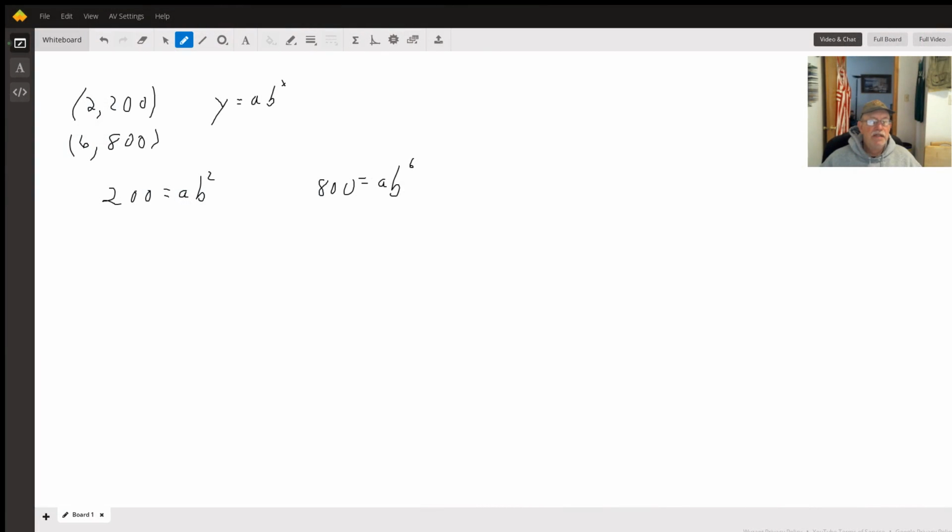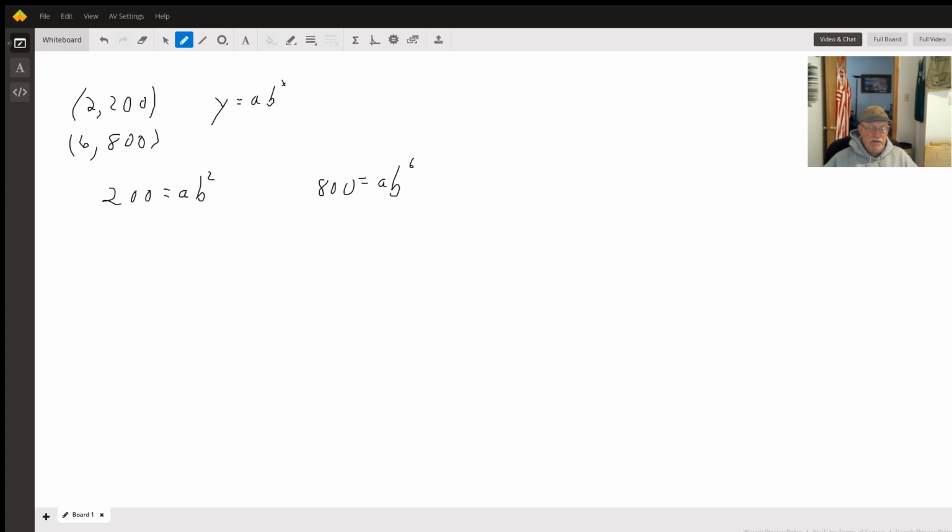Hello. So they tell us that after 2 hours, there's 200 bacteria in this thing. After 6 hours, there's 800. And they tell us it's exponential growth. So for an exponential, the form is y equals a times b to the x power. Well, we're going to use the 2 and 200 and 6 and 800 as points, where the hours are our x values and the number of bacteria are our y values.